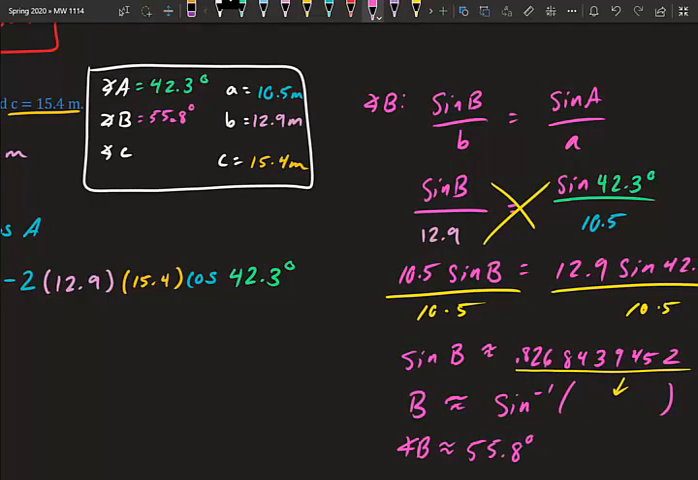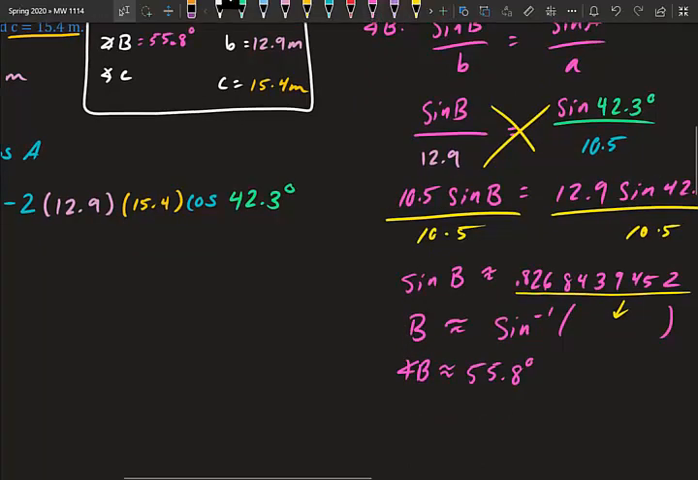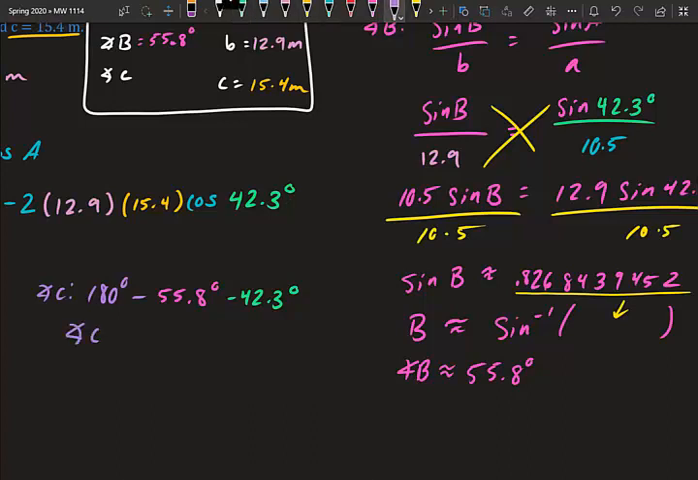Now we find the last angle. Anytime you have two angles and you need to find the last angle, you just subtract from 180. So let's go ahead and do that. So angle C would be 180 minus 55.8 minus 42.3. And we get angle C equals 81.9 degrees.